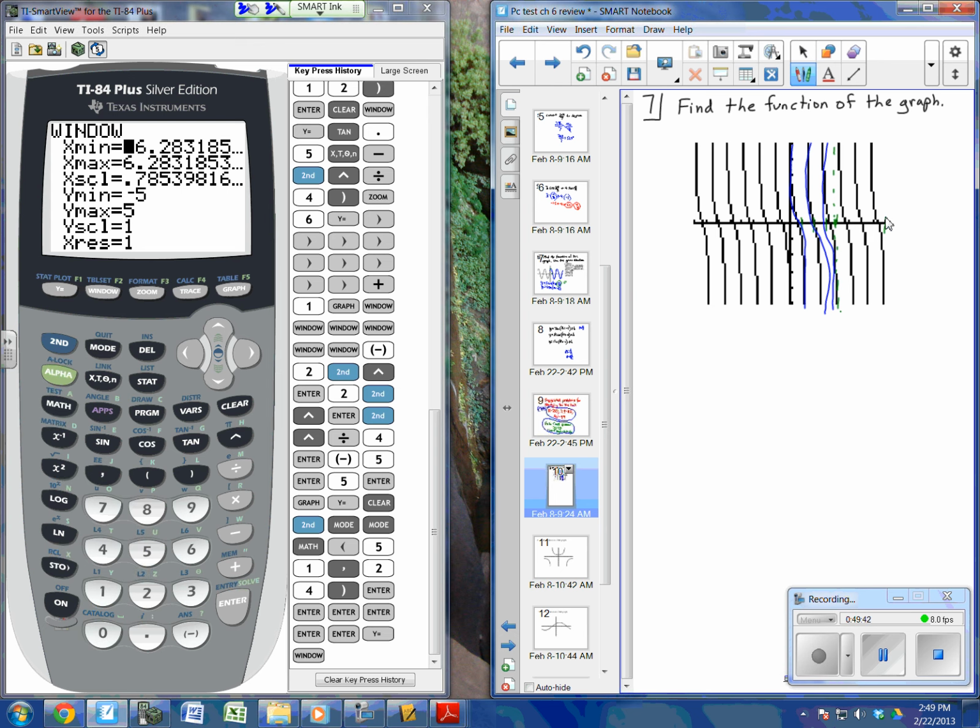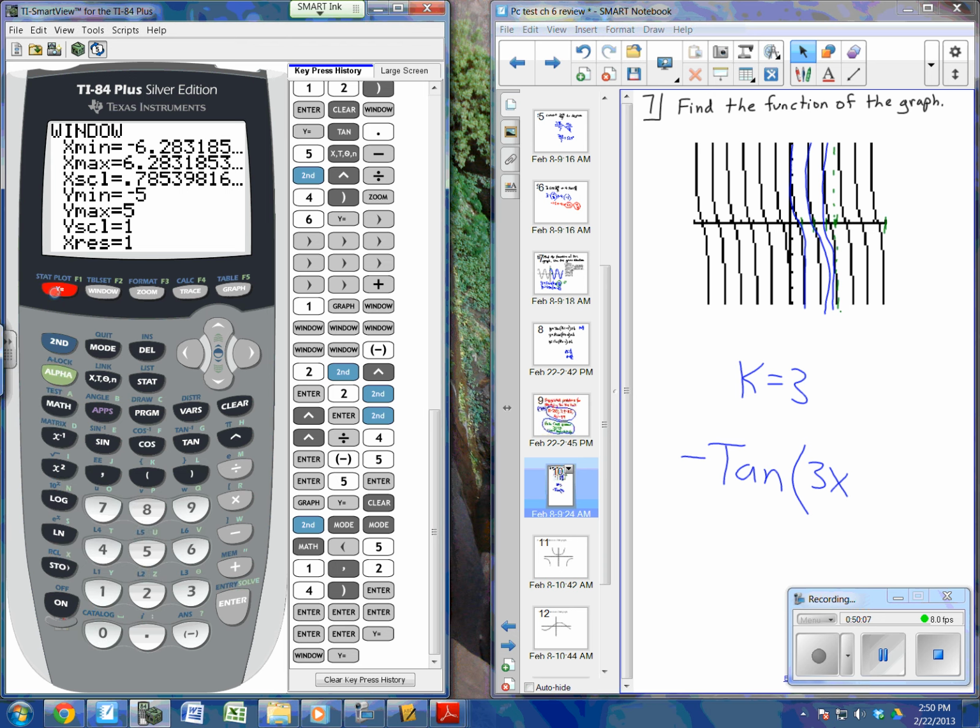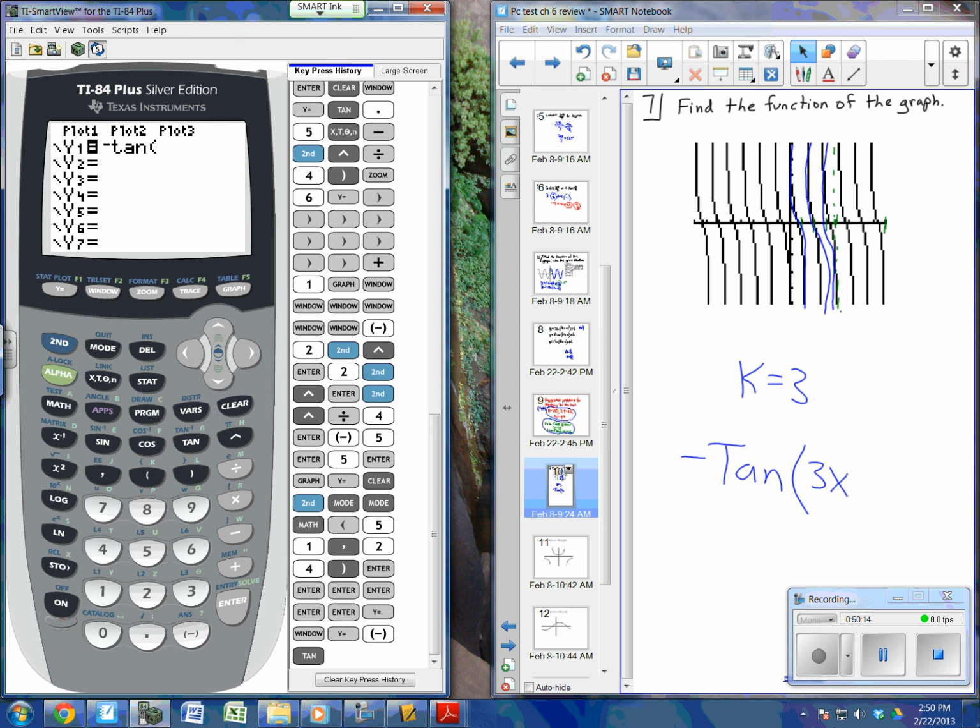So I would say that k is equal to 3 because there's 3 cycles that take place between 0 and pi. So I'm thinking that this function right here, and by the way, it's a decreasing function, so it's going to be a negative tangent function. It's going to be 3x. And it's actually been shifted some way. And I'm going to play around with the calculator to see if I can get the right shift. So if I go to my y equals screen, and I do negative tangent of 3x, I'm going to first of all see if that looks right.